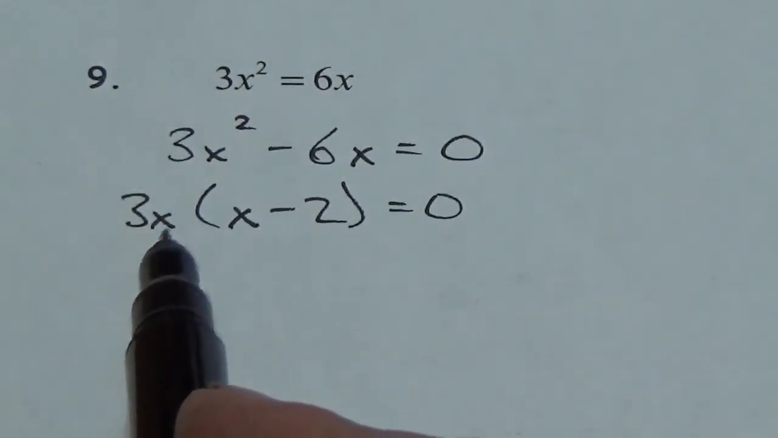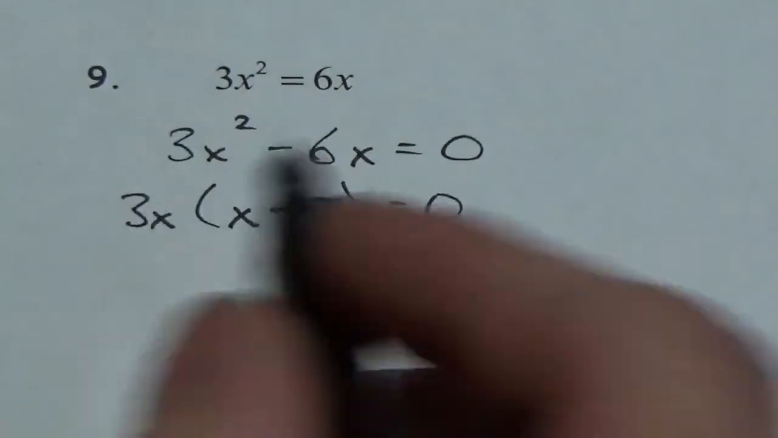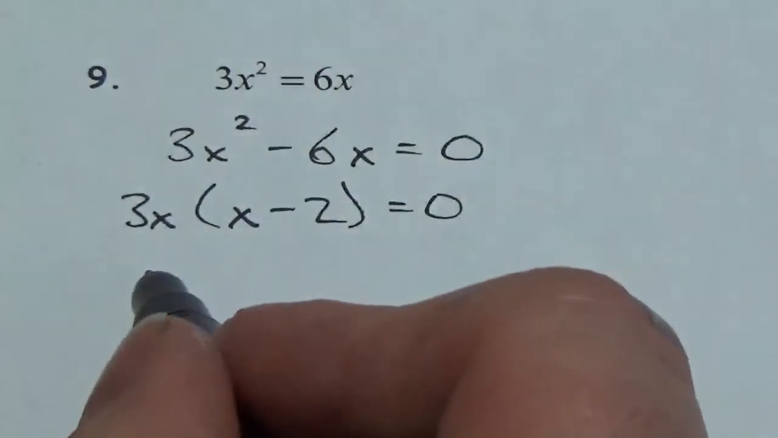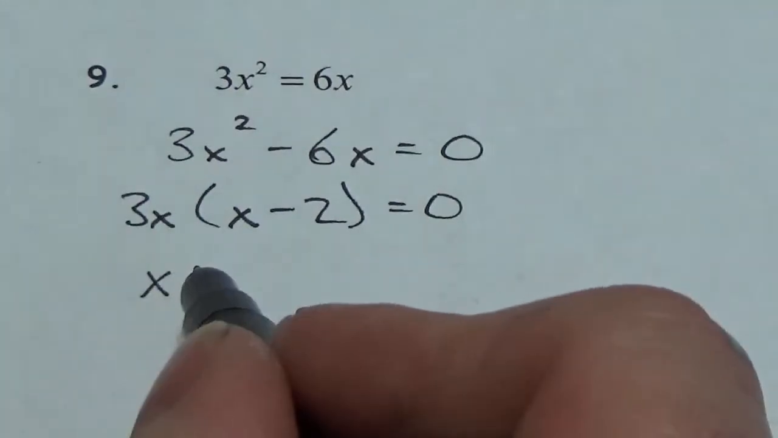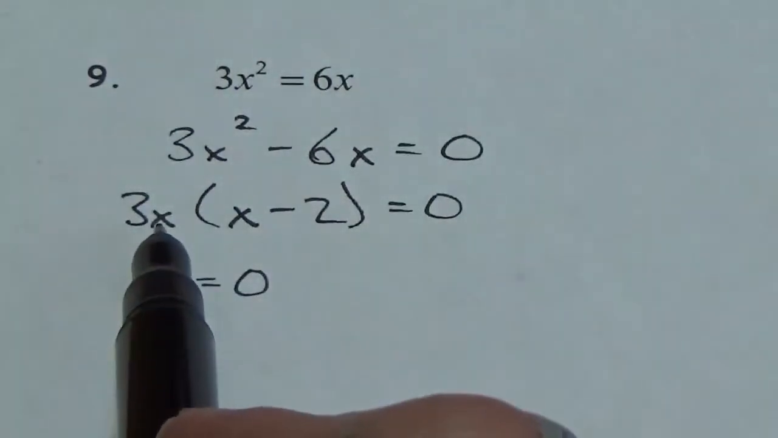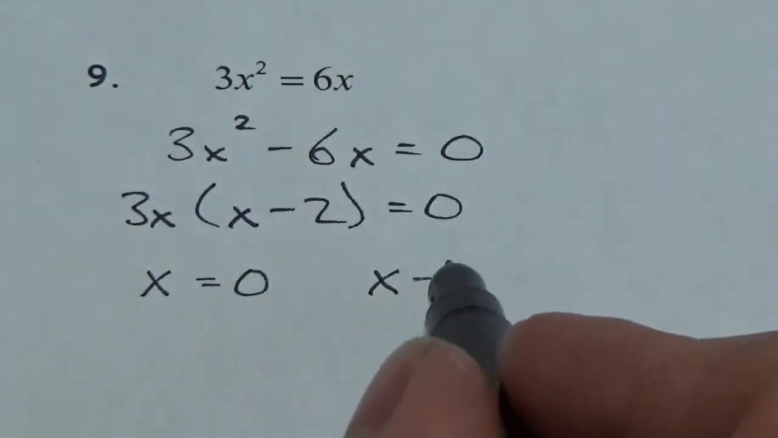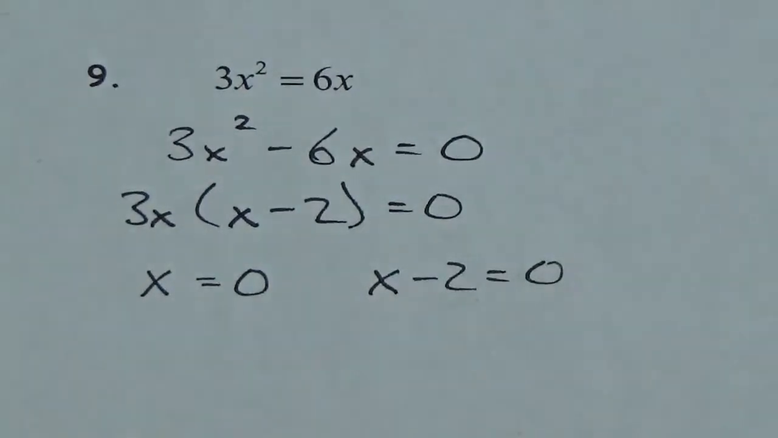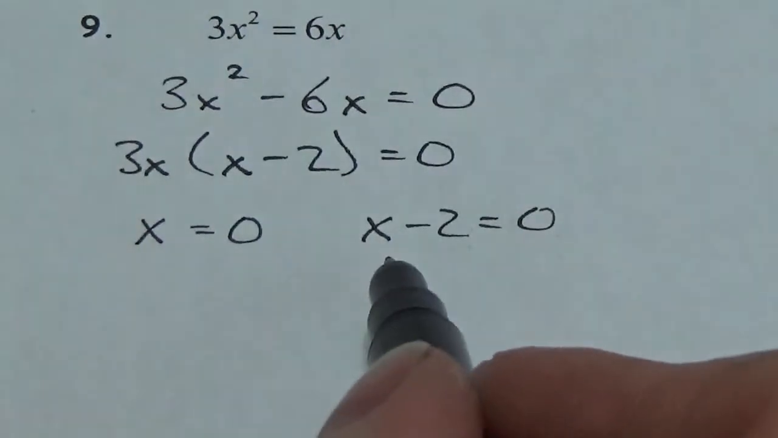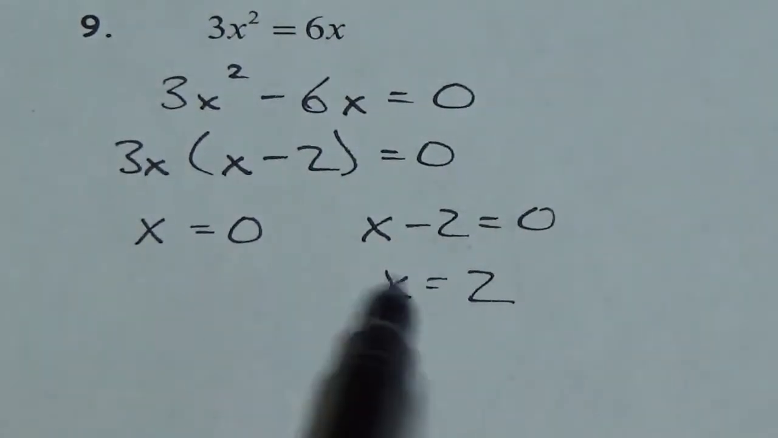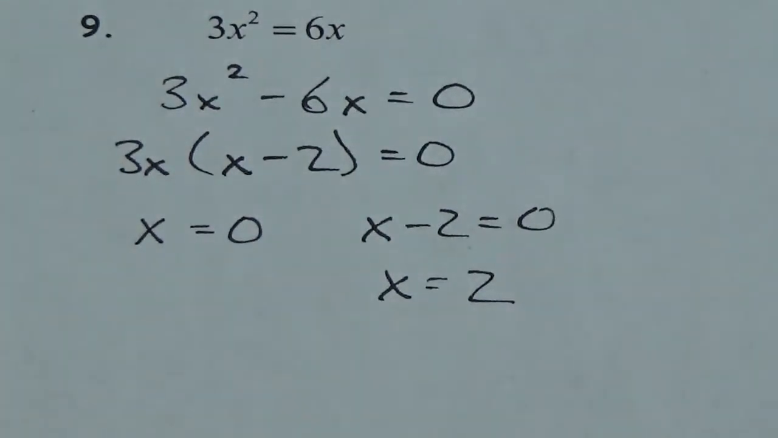I've got the 3, the x, and the x minus 2. But the 3 is not what's causing this to go to 0. So the 3 isn't even an issue here. But that x could be. It could be that that factor of x all on its own, when x equals 0, causes the whole thing to go to 0. Or x minus 2 is equal to 0. And if x minus 2 is equal to 0, I know by bringing the negative 2 over that x could be positive 2. And so my two possible solutions here would be 0 and positive 2.